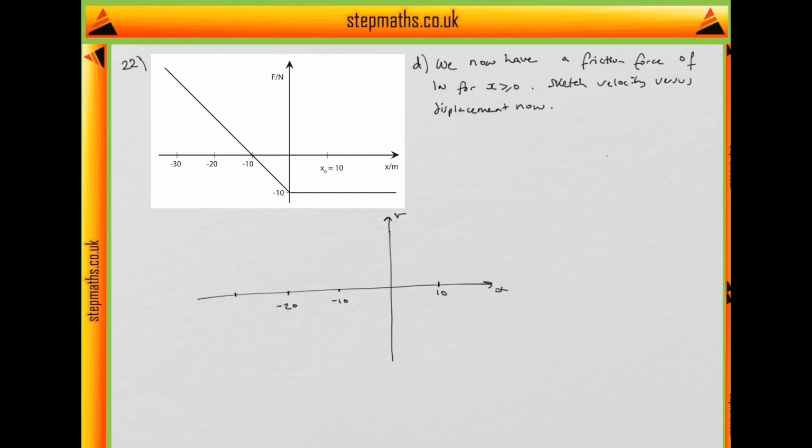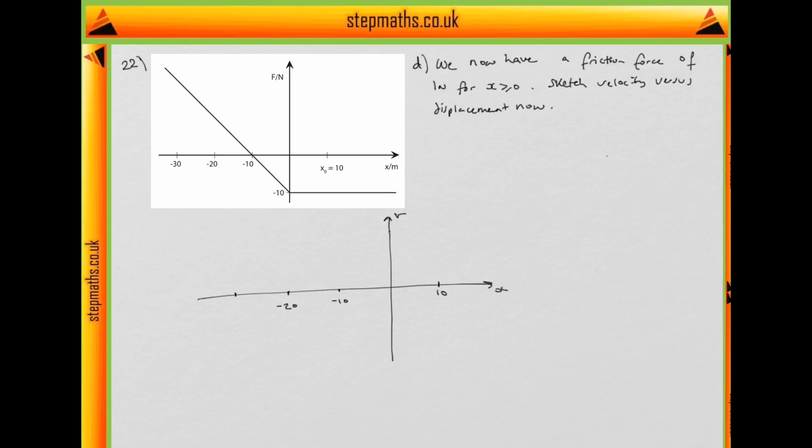So let's consider what happens. As always, nothing changes except for the fact that there's a force accelerating it of minus 10 newtons, but there's going to be a frictional force of 1 newton opposing that accelerating force. So that means the net force is actually going to be only 9 newtons.